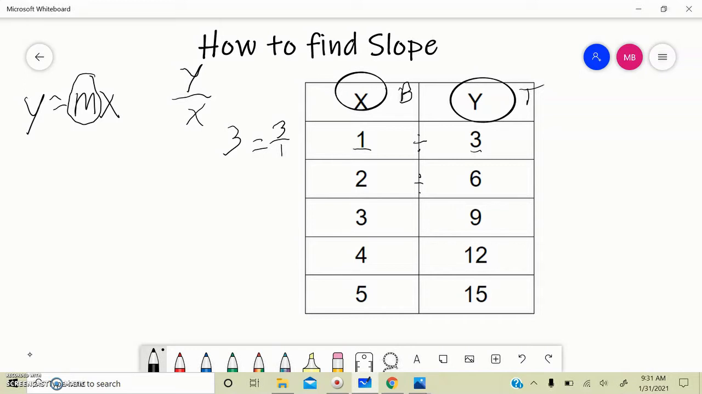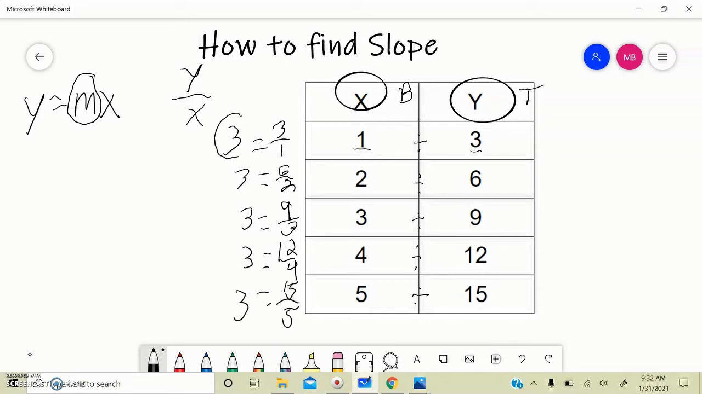Write my little division sign. So I'm going to do 6 divided by 2, which is also reducing down to 3. Now let's take a look at 9 over 3. That's a 3, I promise. So now that also reduces down to 3. Let's check my 12 and 4. 12 divided by 4 also gives me 3. And my last one here, 15 divided by 5, also gives me 3.